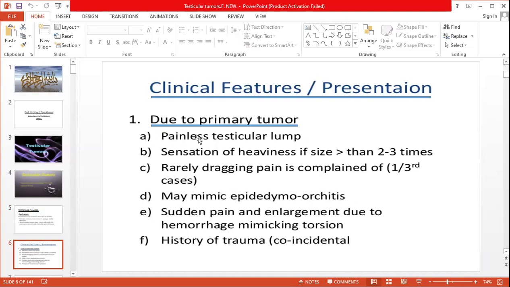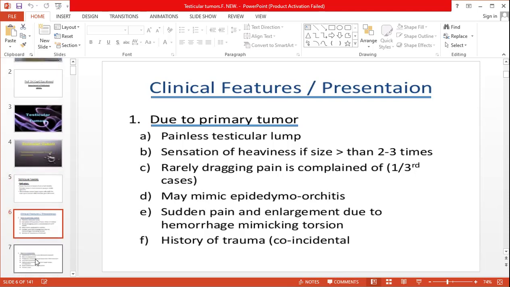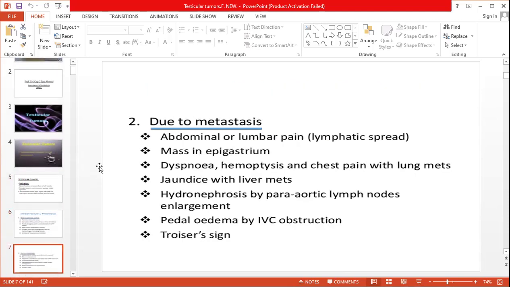The clinical feature presentation due to primary tumors is a painless testicular lump, a sensation of heaviness, with the size more than 2 to 3 times the normal size. Rarely dragging pain is complained of, and sudden pain and enlargement occur due to hemorrhage and torsion. History of trauma has no significant effect on developing this tumor.